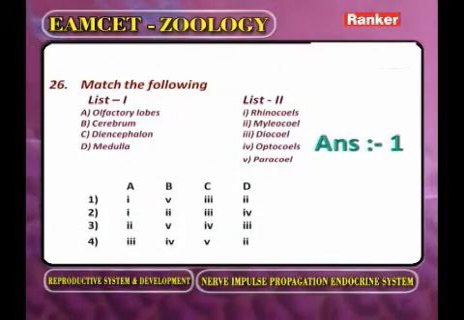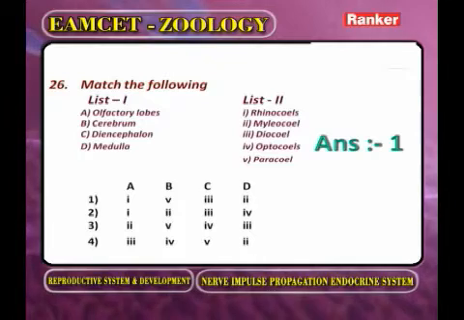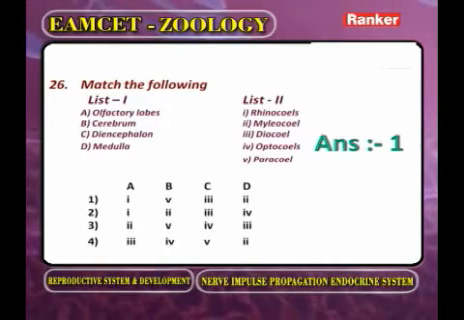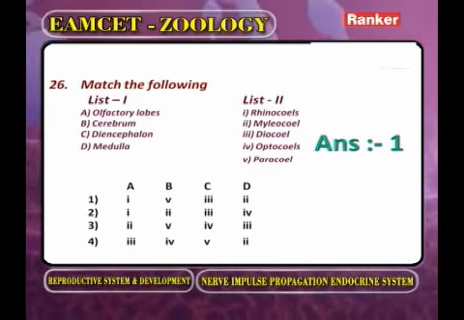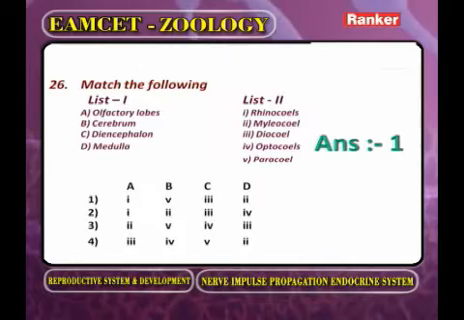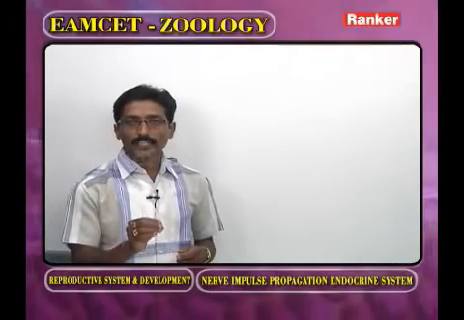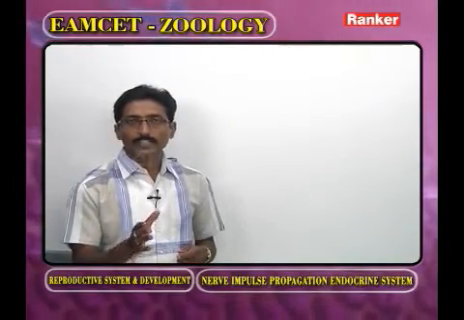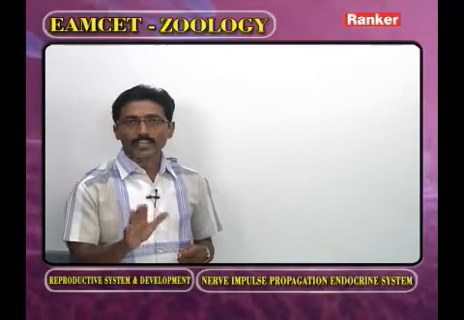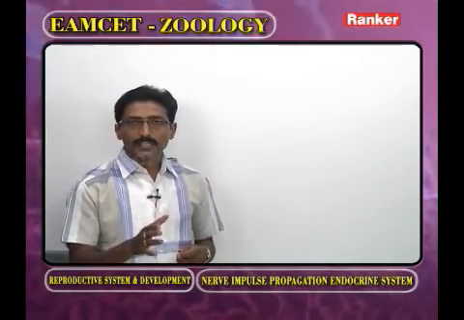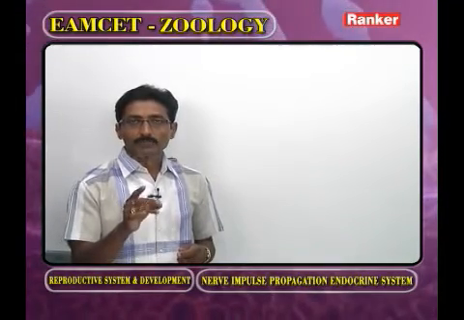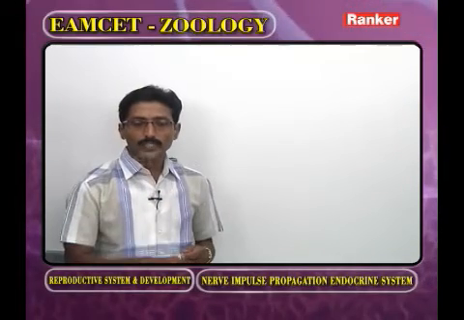list 1: olfactory lobes, cerebrum, diencephalon, medulla oblongata. Now list 2: rhinoceles, myliocele, diocele, optocele and paraceles. What are these? These are the cavities. Now olfactory lobes, what are the cavities? Rhinoceles, they are not having any number. Cerebrum has paraceles, numbered as 1 and 2.